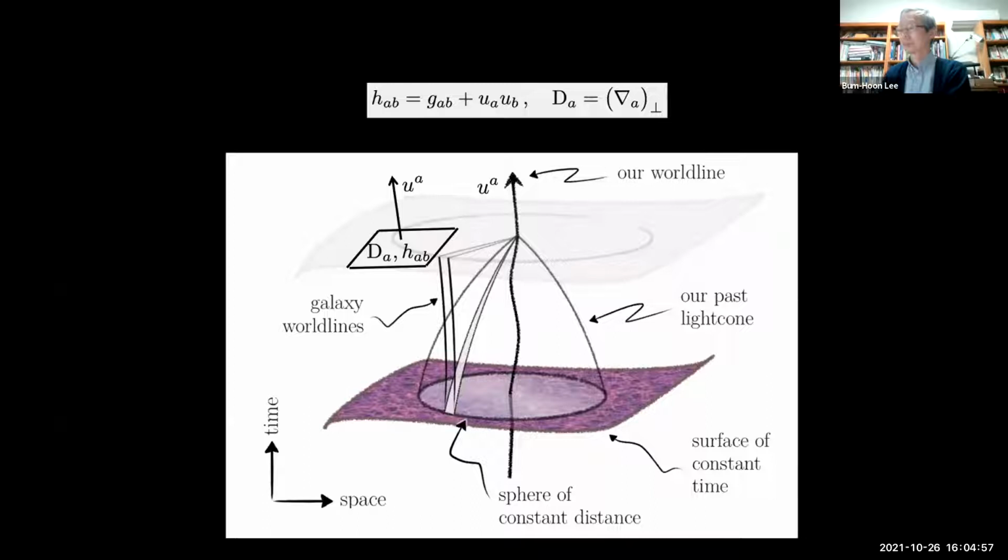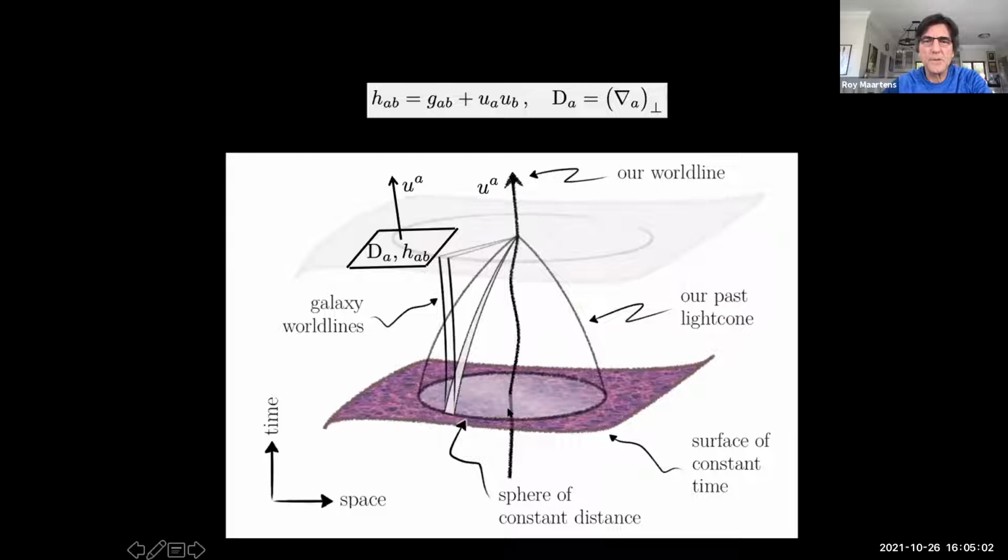In this space-time picture here, we have the observer's world line with the four velocity of the observer. This would typically be one of the unique physical choices for a four velocity field to be co-moving with the matter. So we have fundamental observers. Here's the past light cone of the observer. This is the observable region. This is a constant time or constant redshift surface.